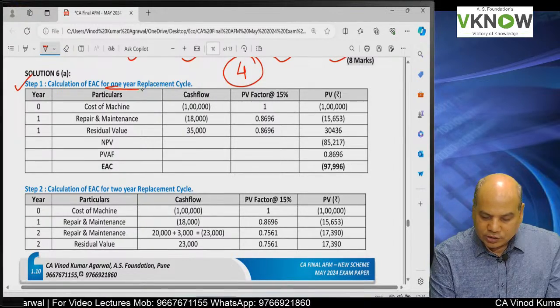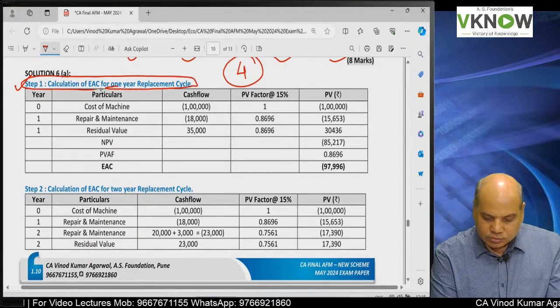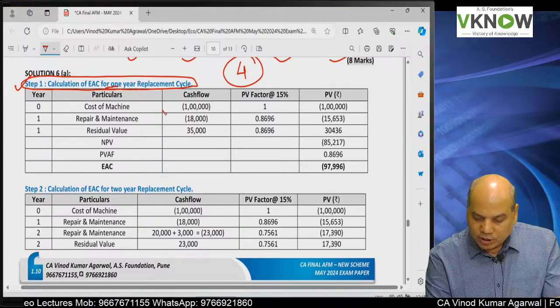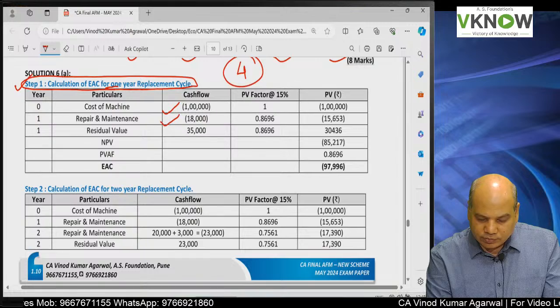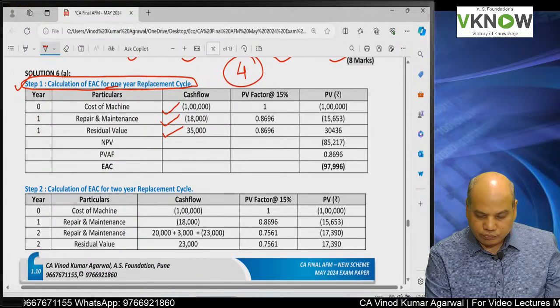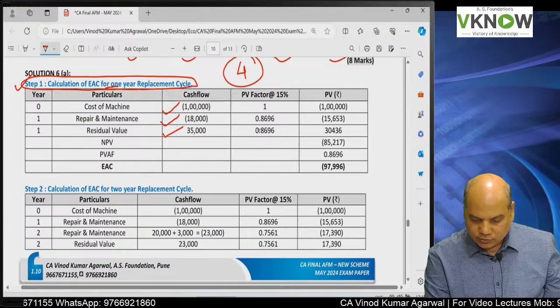Suppose we replace it after year 1. What are my cash flows? I will have to buy the machine for 1 lakh. Year 1 repair and maintenance 18,000. I will get scrap value or residual value of 35,000.